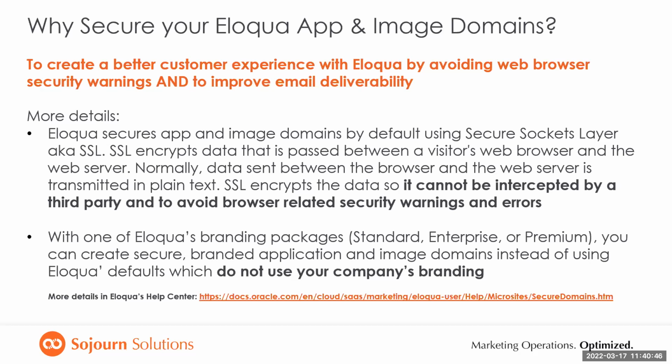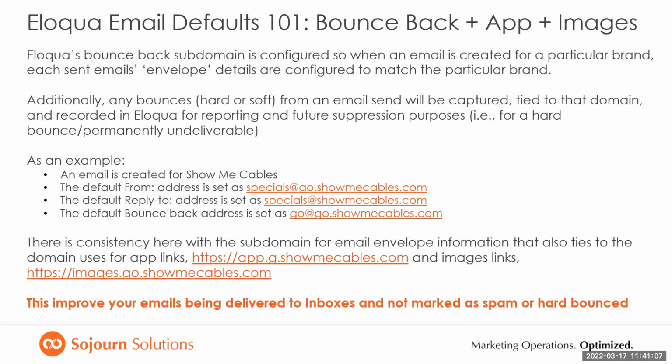The next bullet point is talking about the branding packages that are offered: standard, enterprise, premium. You can create those secure branded application and image links instead of using the Eloqua defaults, which were mentioned earlier, that do not use your company's branding. There's more detail in the Help Center, and we're going to walk through this a little bit more.